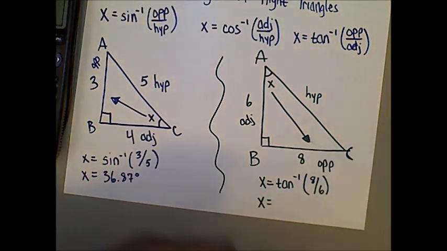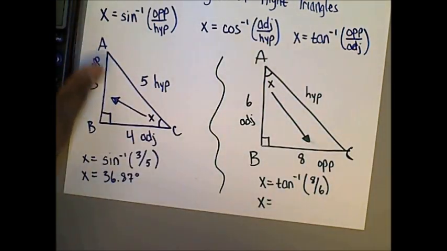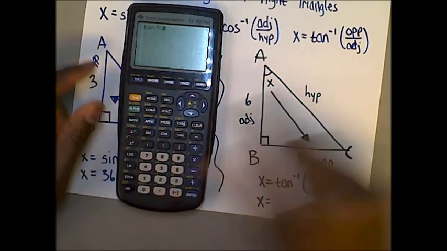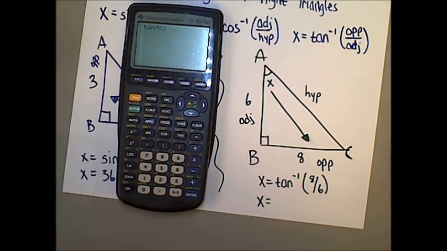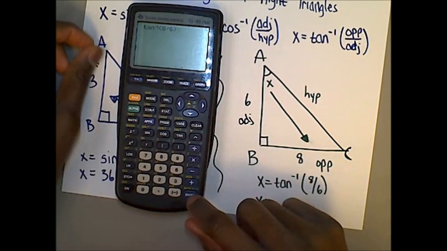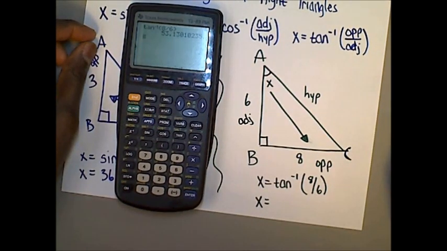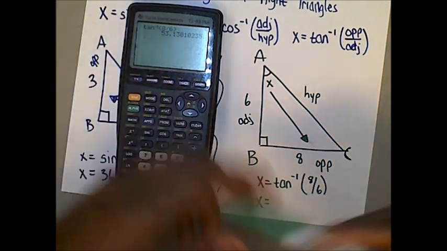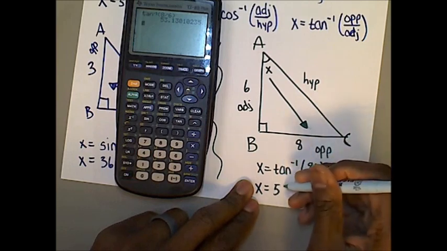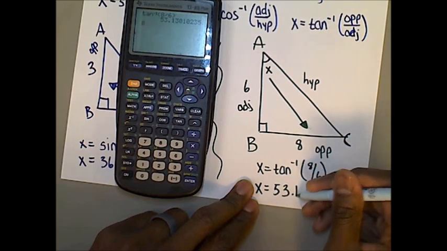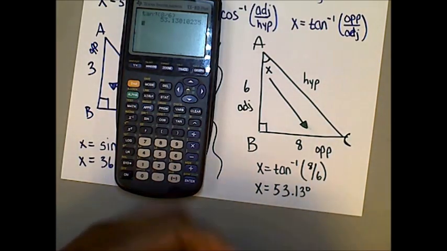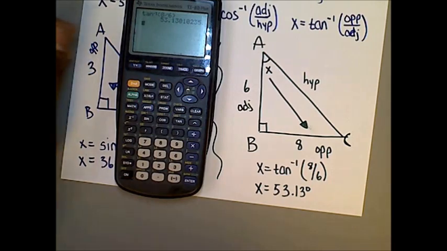Okay? So, plug this into our calculators. So hit second, and then the tan button. That'll give me tan inverse. 8 divided by 6. Okay. And I get 53.13. Okay, I don't need to round there, so I'm just going to say x is equal to 53.13 degrees. Okay, and that's the measure of my x.